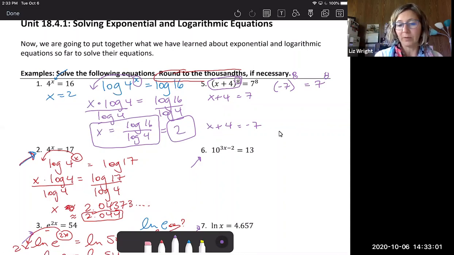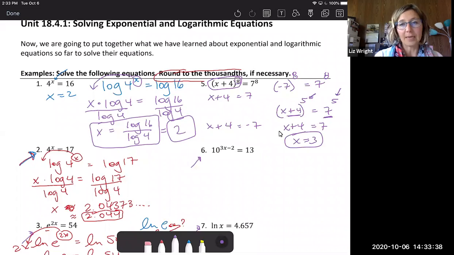What happens if it was instead x plus 4 being raised to the 5th power, and then we had 7 to the 5th? Do we have to account for the positive and the negative in that situation with an odd numbered exponent? No. If we know right here that it's an odd power, we only have to account for the positive because this is positive. And so on this one, I would just say x plus 4 equals 7, and so x equals 3, and that would be my answer.